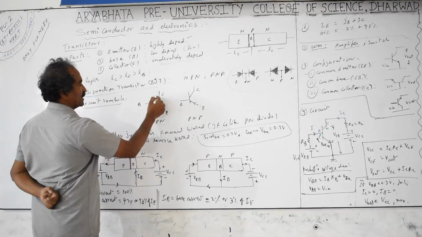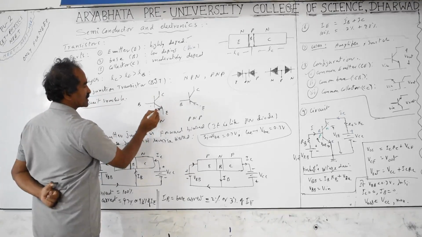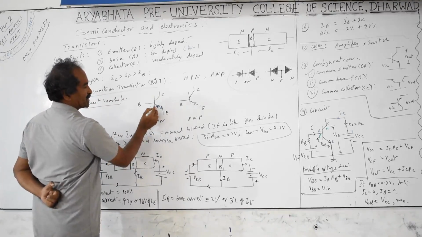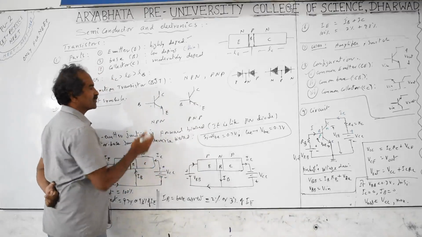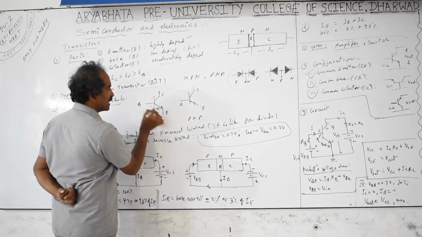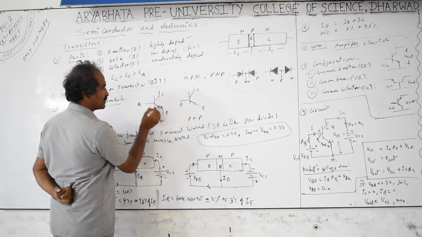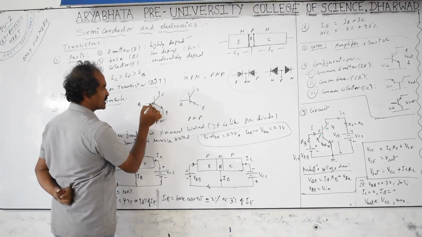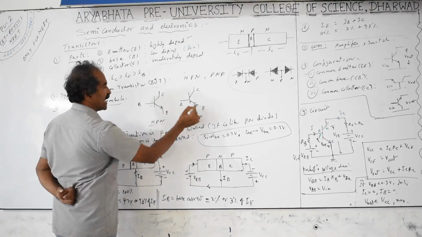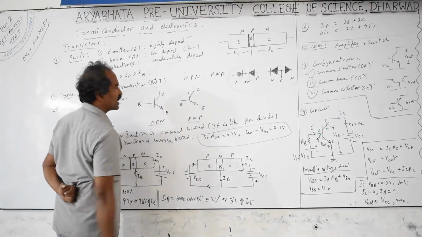NPN. This emitter is mentioned with the arrow mark, that is supplying the current or collecting the maximum charges coming. So this arrow mark is away from the base. Emitter, base, collector. Arrow is away from the base means that is supposed to be NPN transistor. Arrow is towards the base means that is supposed to be PNP transistor.